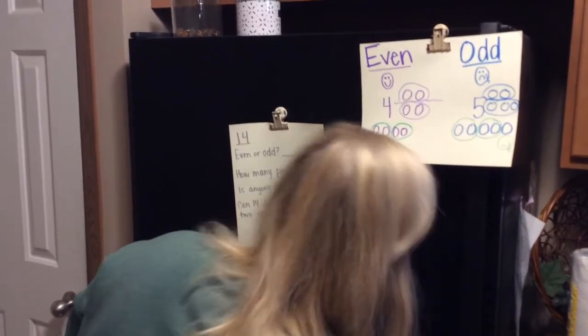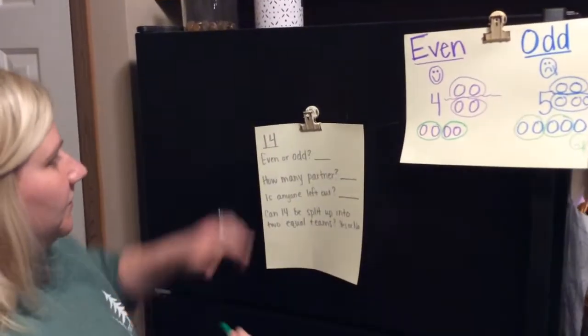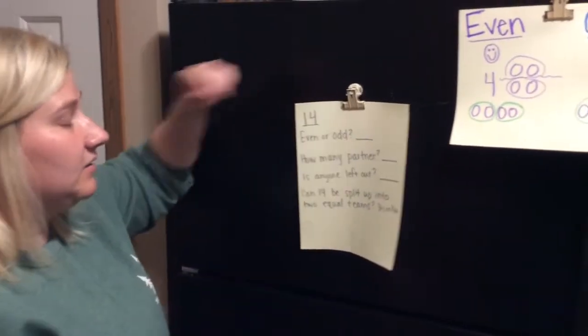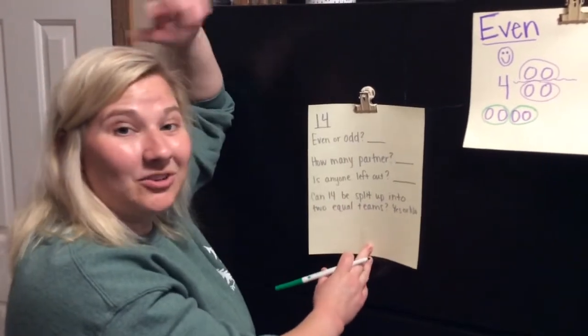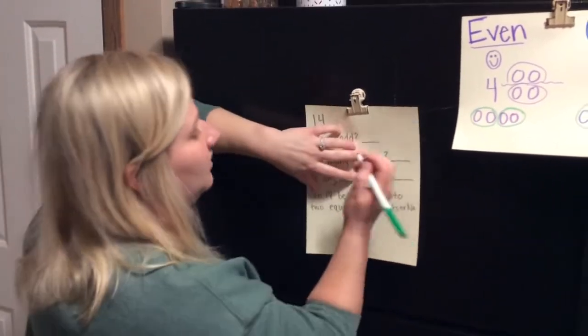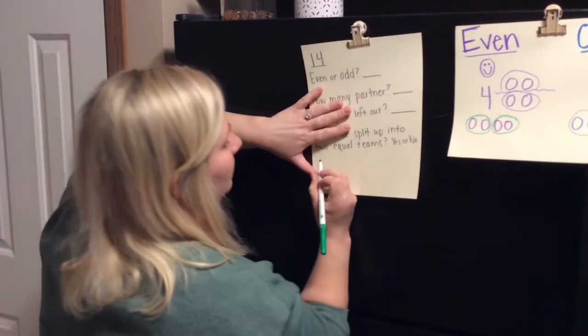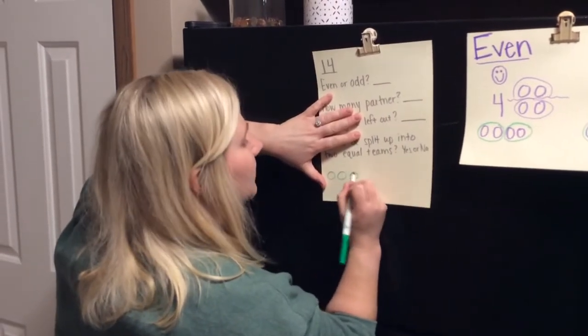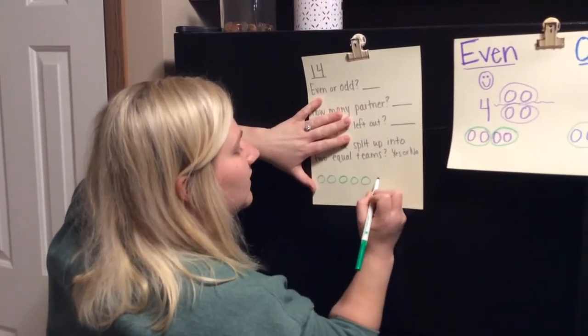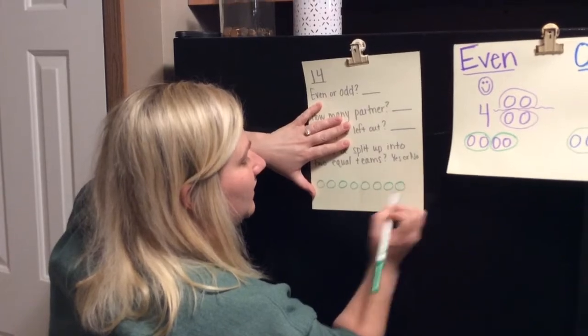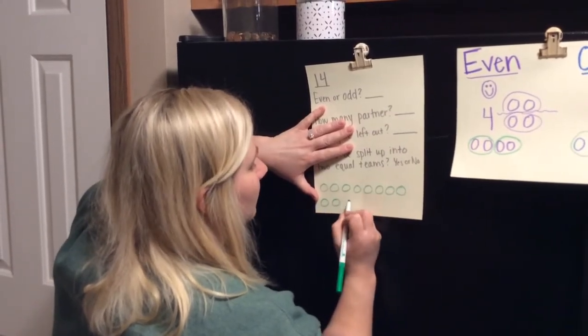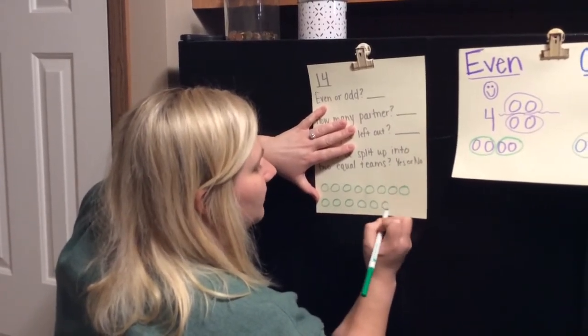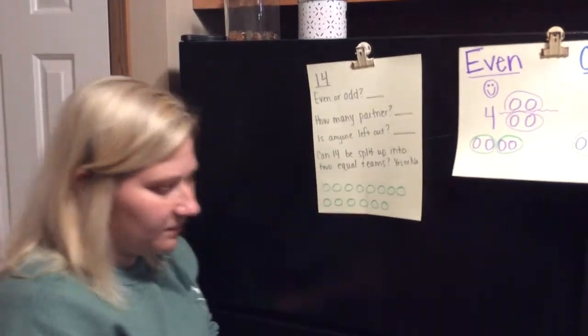Let's try green. Okay, 14, is it even or odd? Well, in order to find that out, I'm going to draw a picture. So I'm going to draw 14 circles. 1, 2, 3, 4, 5, 6, 7, 8, 9, 10, 11, 12, 13, 14. Okay, there's my 14 circles.